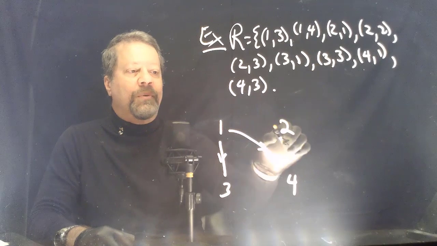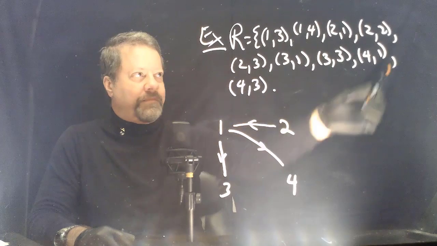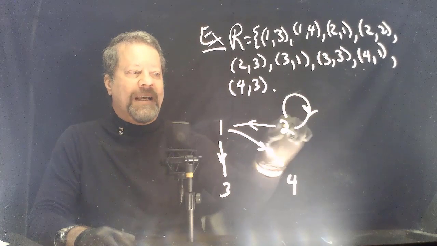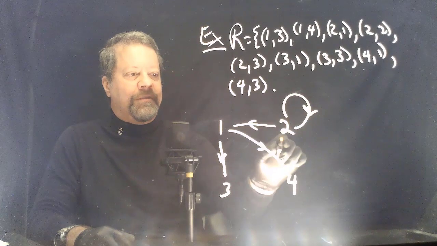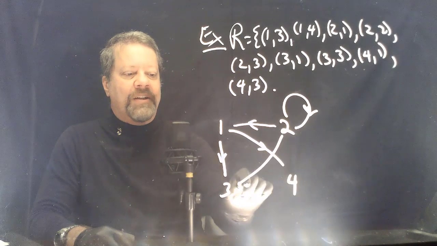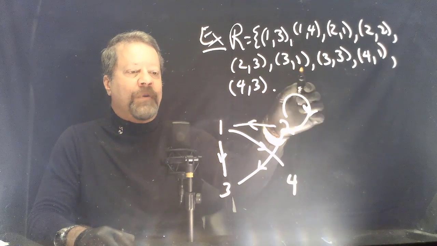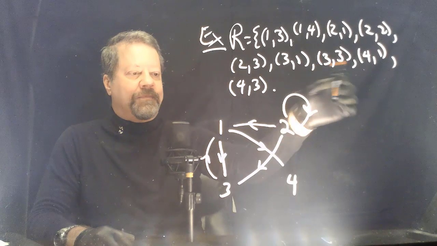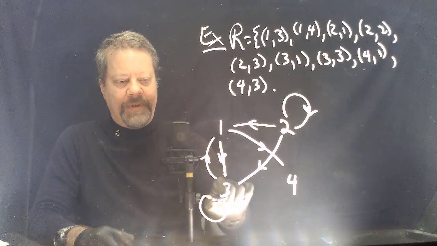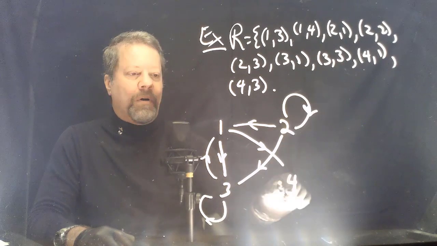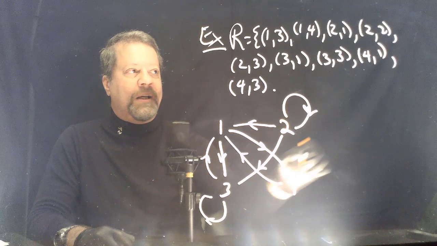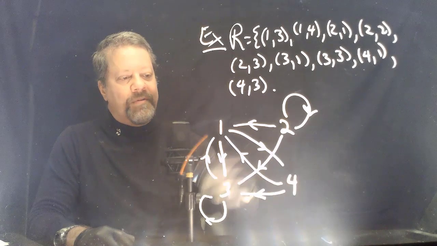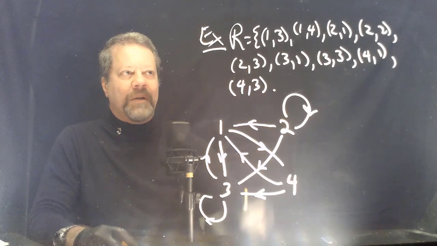And from 2 to 1. We also have something that goes from 2 to 2. So that's going to start at 2 and end at 2 as well. From 2 to 3, we have an edge. From 3 to 1, so there's another edge going back, like this. From 3 to 3. From 4 to 1, we'll have another edge going this way. And from 4 to 3. So this will be the digraph representing this relation.